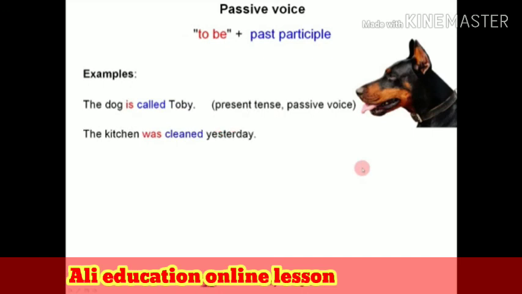Another example, the kitchen was cleaned yesterday. Was cleaned yesterday. Here we have the verb to be in the past tense, followed by the past participle, the ed form, cleaned. So this is the past tense and it is the passive voice.